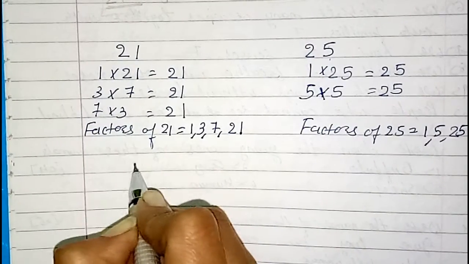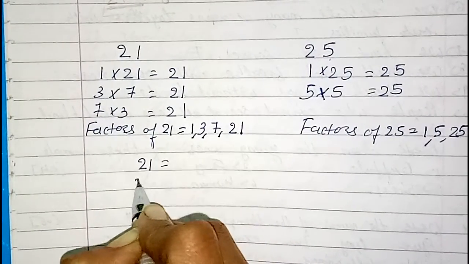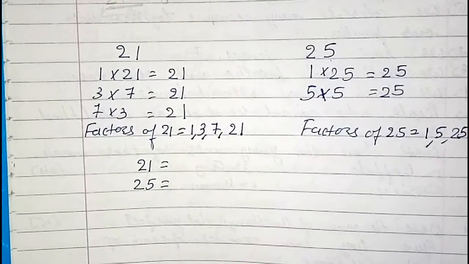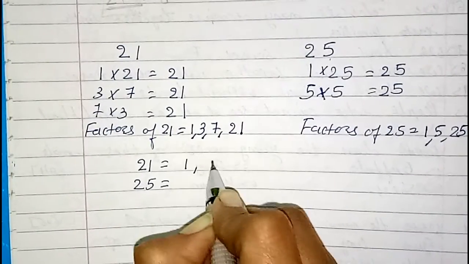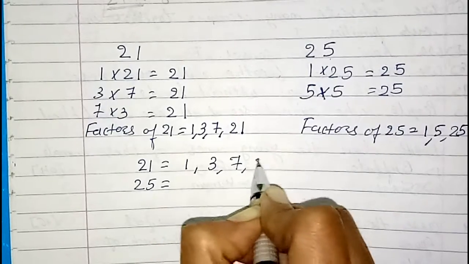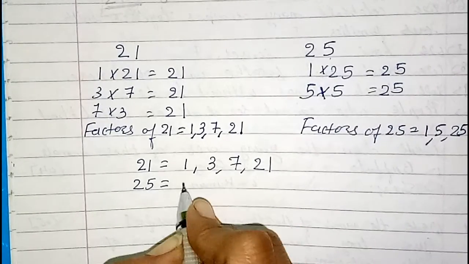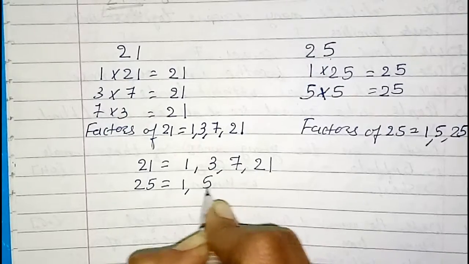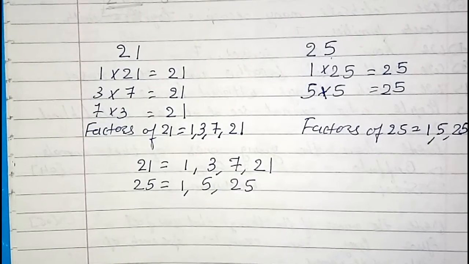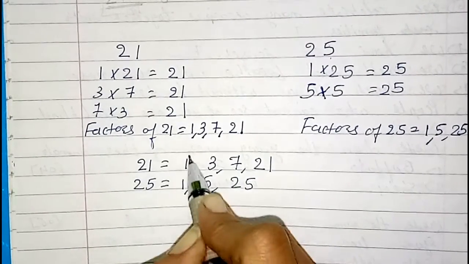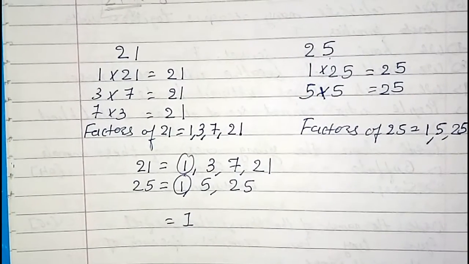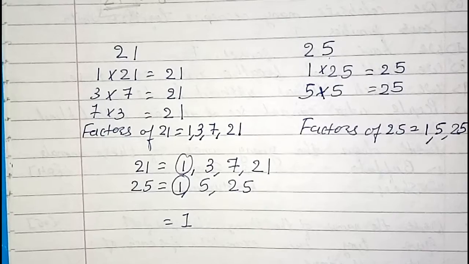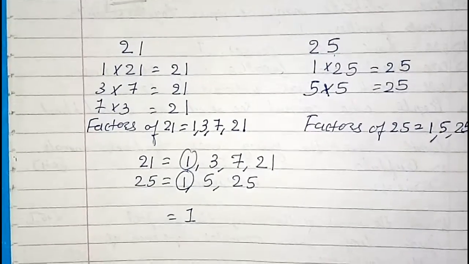So we will write the factors of 21 and the factors of 25. First the factors of 21: 1, 3, 7 and 21, and for 25 we will write 1, 5 and 25. Which are common? We can see only 1 is common among these two. So only 1 is a common factor of 21 and 25.